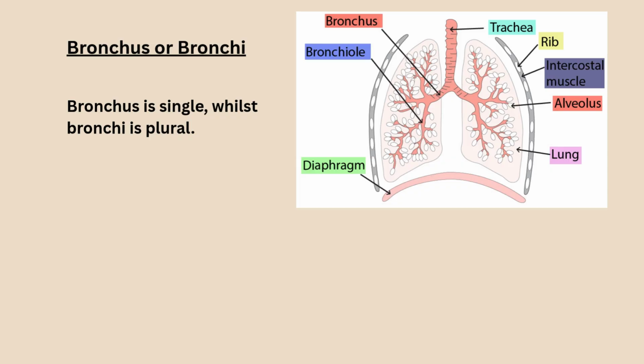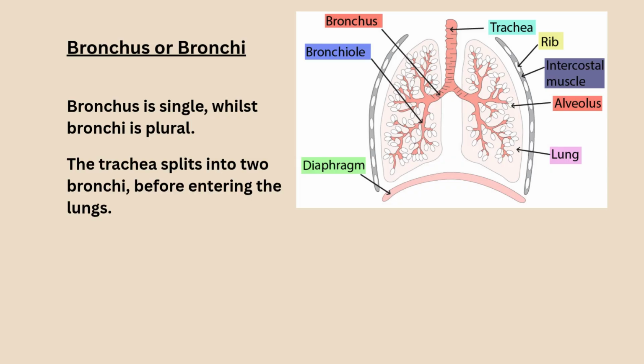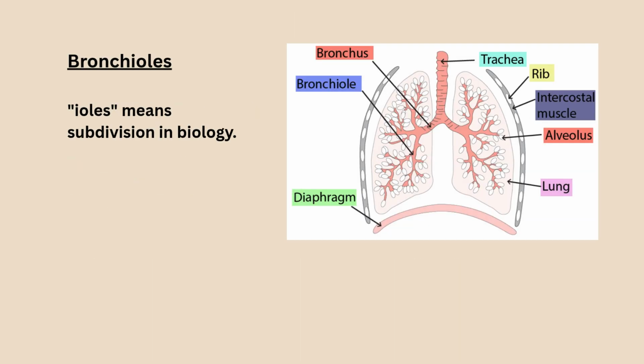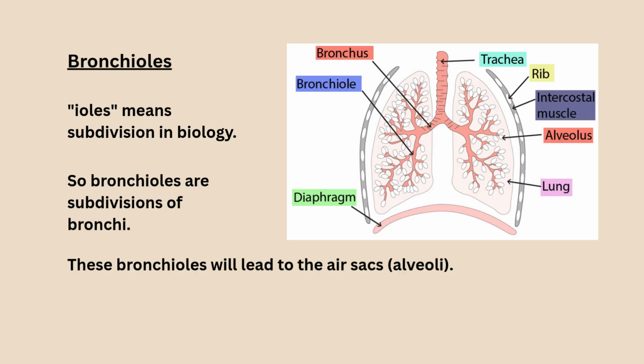Bronchus is singular, whilst bronchi is plural. The trachea splits into two bronchi before entering the lungs. Both bronchi are lined with goblet cells and ciliated cells. Bronchioles. The word ioles means a subdivision in biology, so bronchioles are subdivisions of bronchi, and these bronchioles will lead into the air sacs or alveoli.